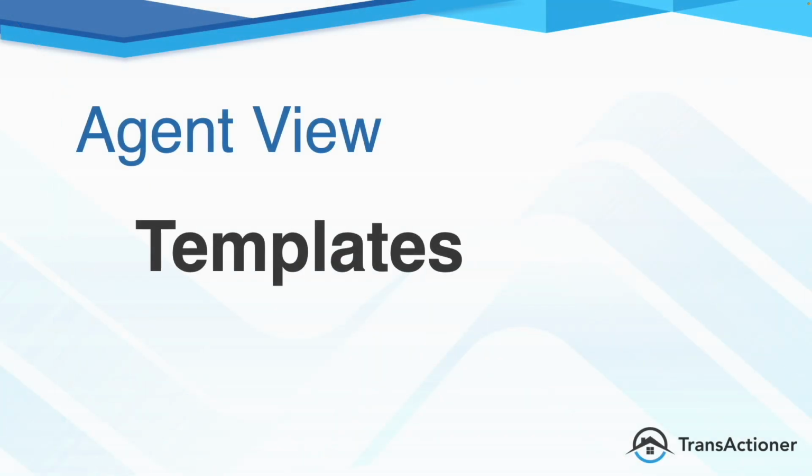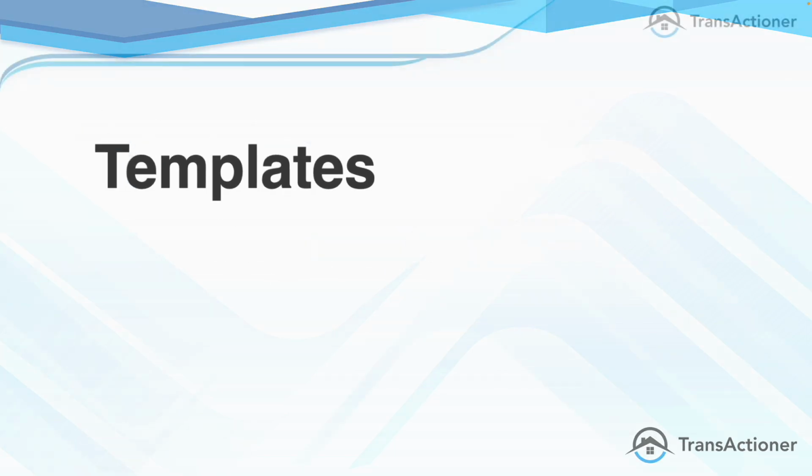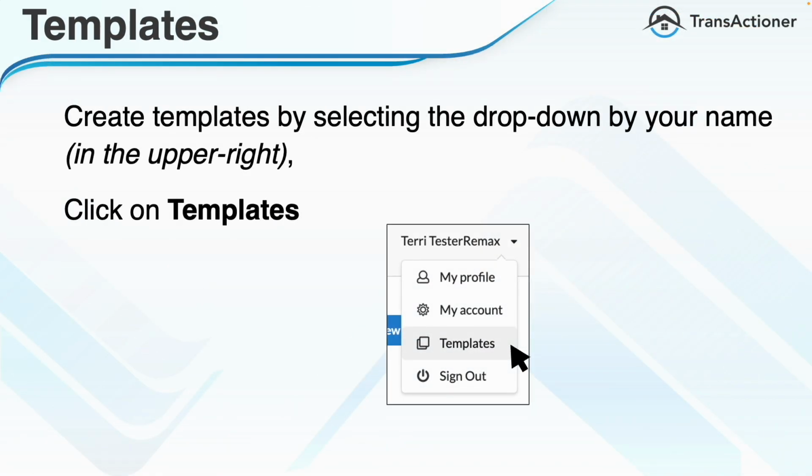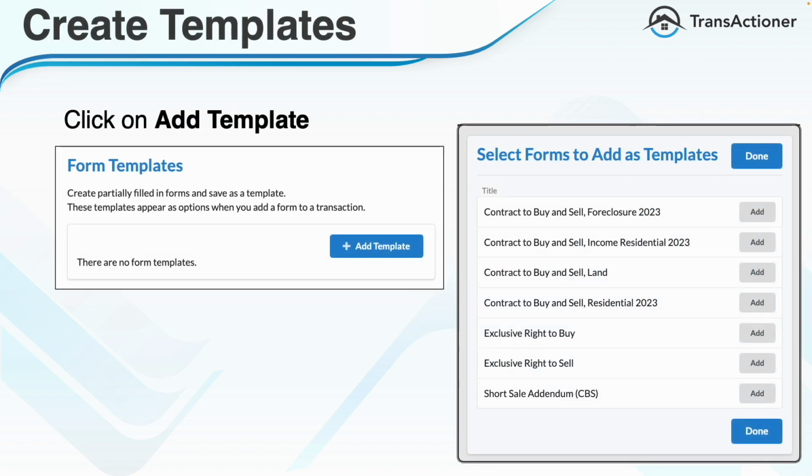Template. So agents can make their own form templates, and transaction coordinators can do so as well. To create a template, you'll go to the upper right corner by your name, click on the drop down, and there is an option for templates. You'll have a list of your form templates there. When you first start out, you may not have any. You're going to click on the Add Template button, and then you'll see a pop-up appear with all the documents available for creating as a template. If any are missing, let us know because we can very easily add other documents to be templates.